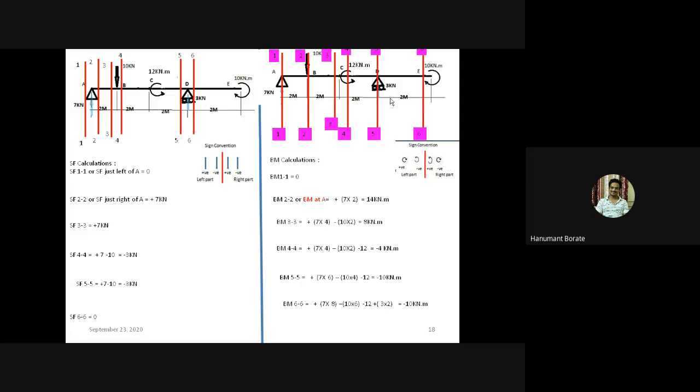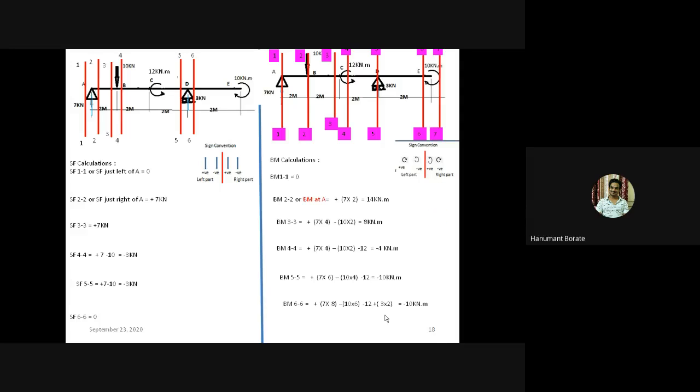If we solve by the left part, then also we'll get the same answer. Here I have actually solved with the left part, but if we simply consider the right part, there is only one movement, so we can get the answer easily. So this is about the bending moment at section 6 6.